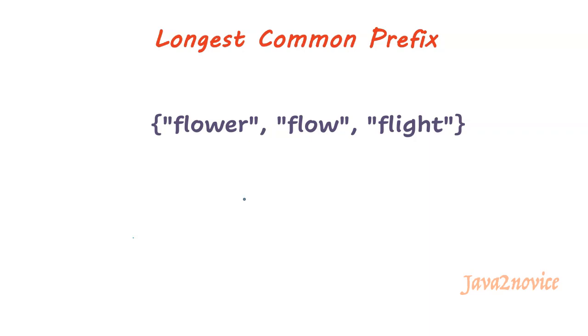First, we will check for the base conditions. If this array is empty, then we will return an empty string. If this array has only one string, then we will return that string as it is. For example, if this has only one string like flight, we will return the string as it is because there are no other strings to compare and find a common prefix.